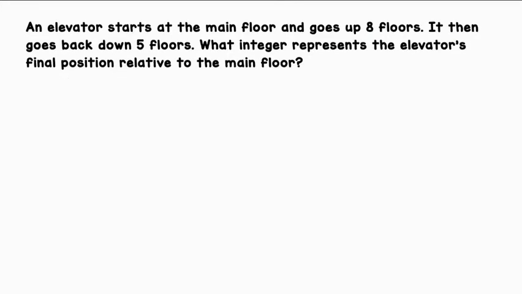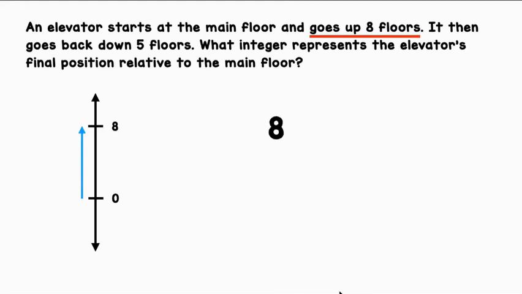An elevator starts at the main floor and goes up 8 floors. It then goes back down 5 floors. What integer represents the elevator's final position relative to the main floor? Let's represent this situation using a vertical number line. First, the elevator goes up 8 floors. We can represent that with a positive 8.